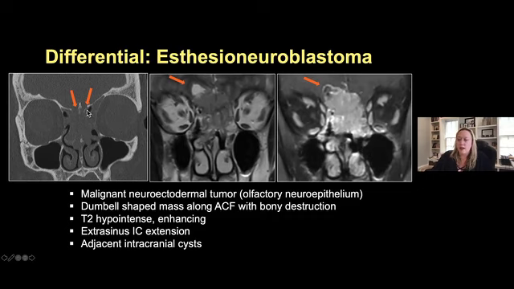It's often bilateral, as in this case, but here you can see bony destruction. So the bones are just completely blown through, even the crista galli. Both of the cribriform plates, lateral lamella and crista galli, are blown through in this setting.